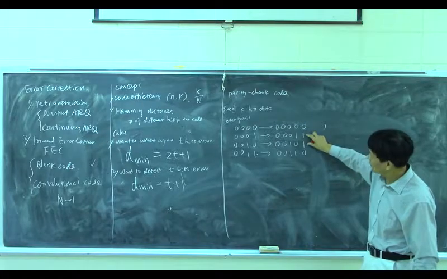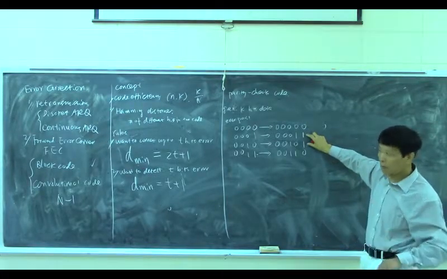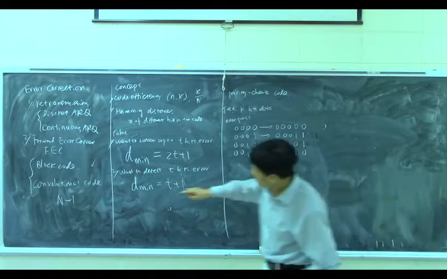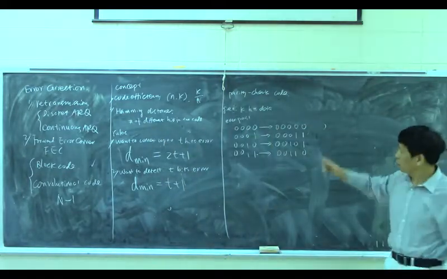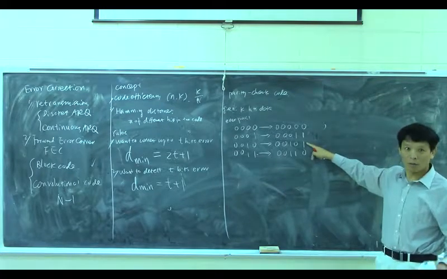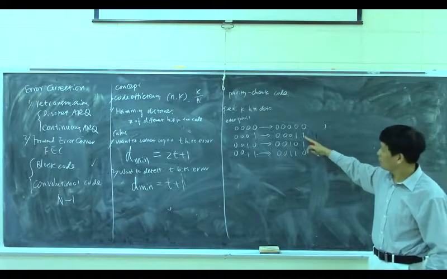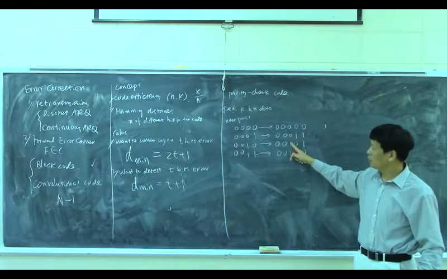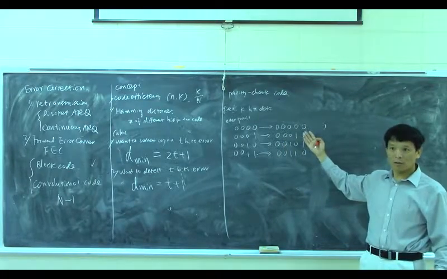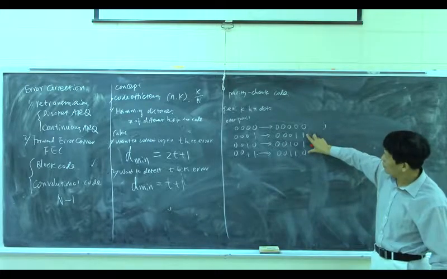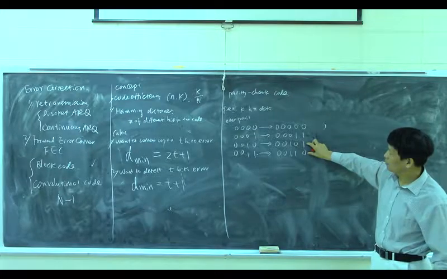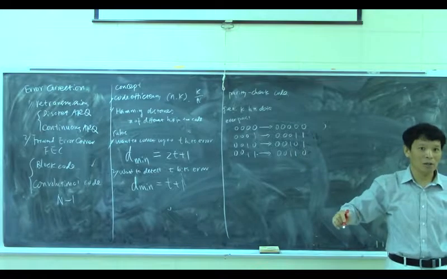From this to this, how are you getting the distance? From here to here, we check the number of bits that are different. This one same, this different, different, same, same. So we have 2 different. So the distance equals 2 from here to here. From here to here, 2. From here to here, 2 again. So the minimum distance equals 2.